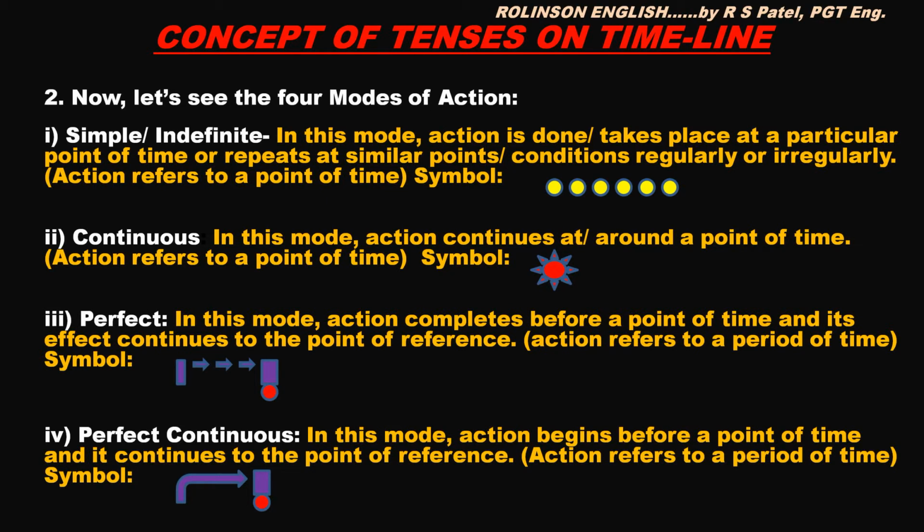Fourth, perfect continuous. In this mode, action begins before a point of time and it continues to the point of reference. See that action only begins at a point and it continues to another next point. That is the point of reference. So again it refers to a period of time.